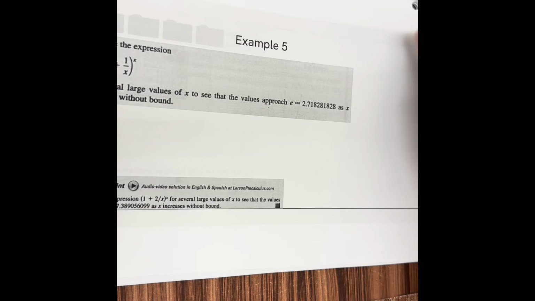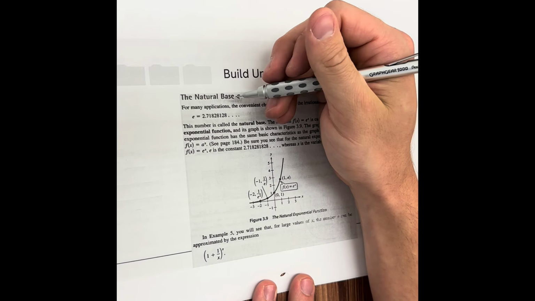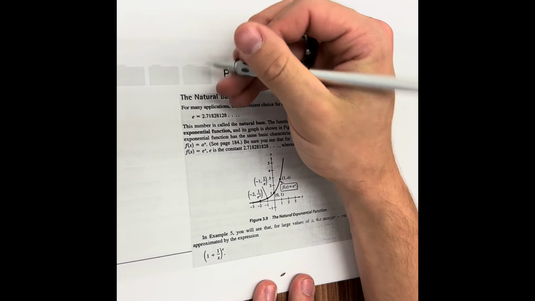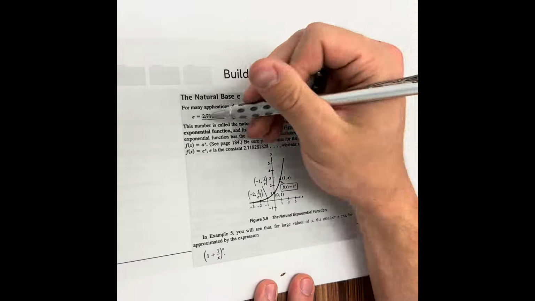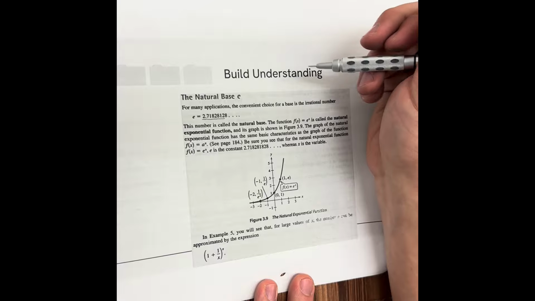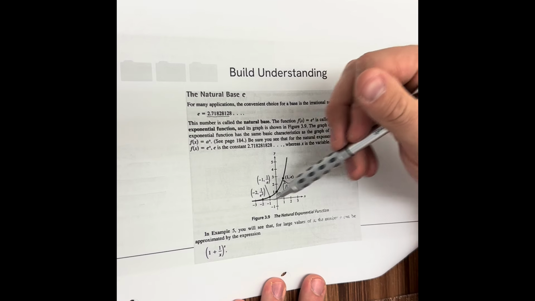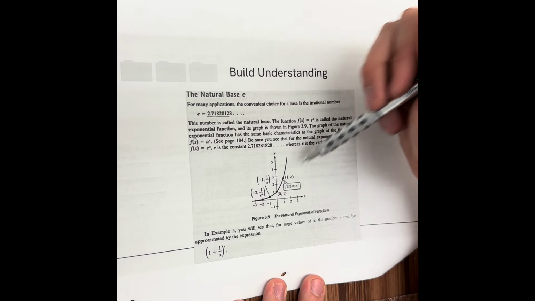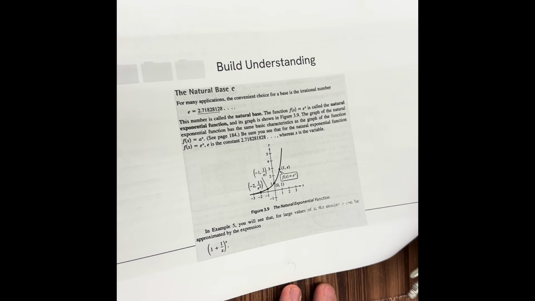All right, so next piece here, the natural base e. They give you just a little bit of information. e, again, is an actual number. This is not a variable. e is the number 2.71828128, and then that continues. So this is a number. This is not a variable. So a graph is going to be an exponential graph, but it's going to be 2.718 to whatever power we are using.